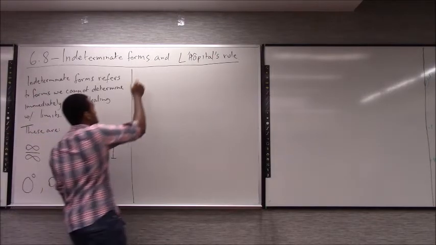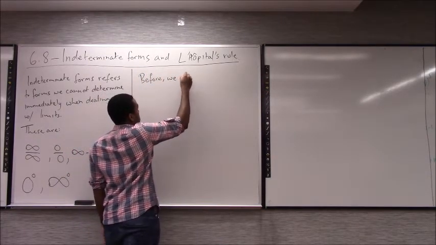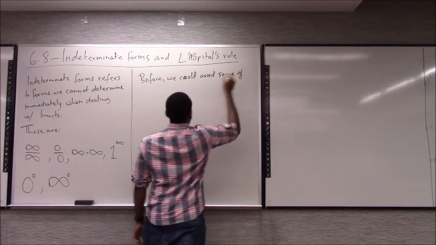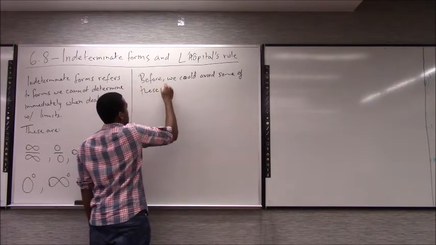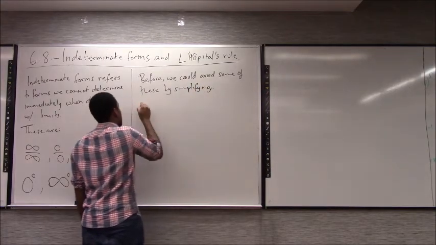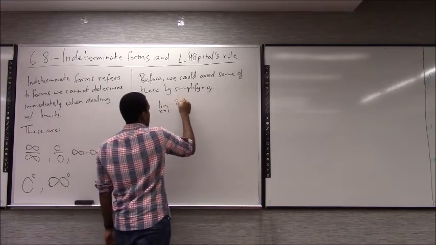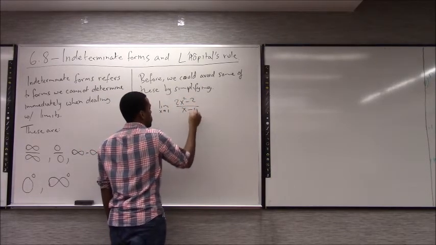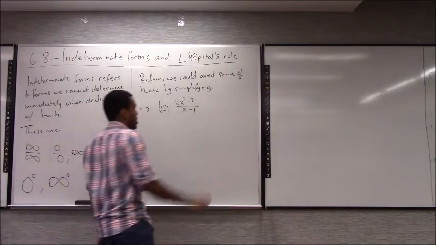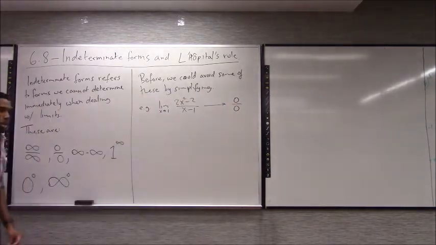So before, we could avoid some of these by simplifying. Right, so for example, you could get something like, okay, what is the limit as x approaches 1 of 2x squared minus 2 over x minus 1, or something similar to that. Now, you'll notice that if you actually plug in x equals 1, this kind of approaches 0 over 0, which was bad. You couldn't actually tell what that number would be.